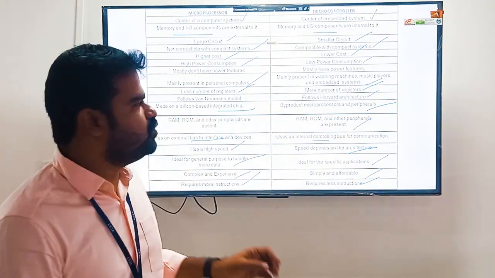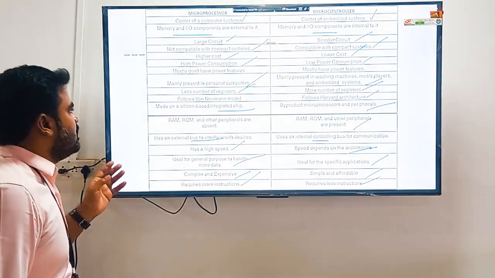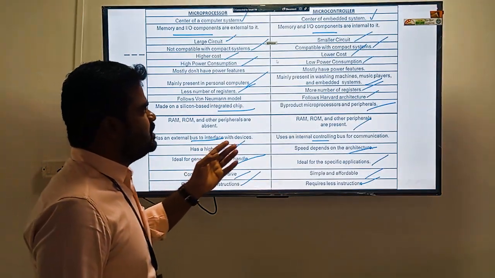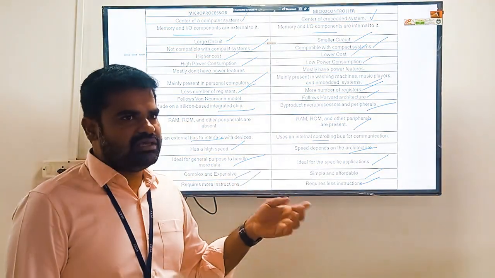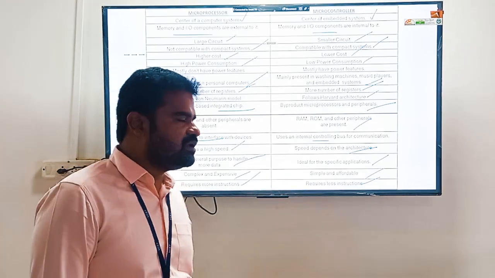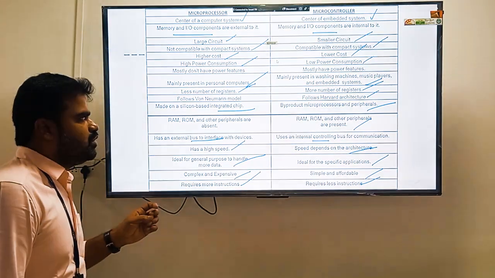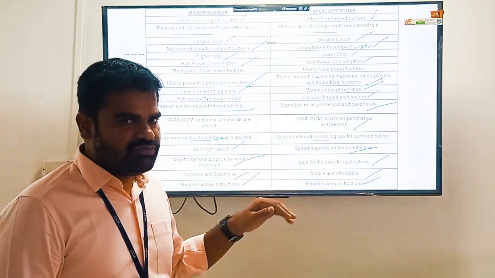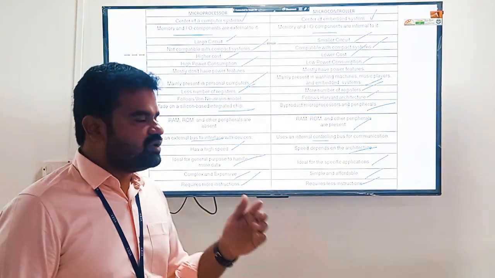But the CPU doesn't have power features. It may be present in personal computers, while the microcontroller will be present in music players, washing machines, microwave ovens, toys, cars, automatic control systems, likewise. The microprocessor has a larger number of registers, and the microcontroller has a smaller number of registers.